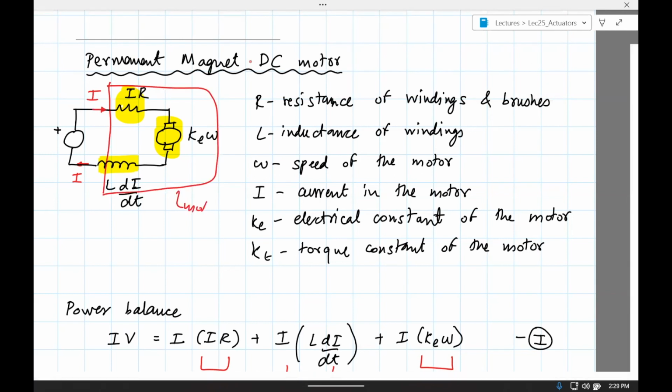This is a motor, just modeled as 3 separate pieces. R is the resistance, L is the inductance, omega is the speed, I is the current. There are 2 constants, and we'll talk about them in a bit. There's an electrical constant of the motor and there's a torque constant. If you open a spec sheet, you'll find them listed there.